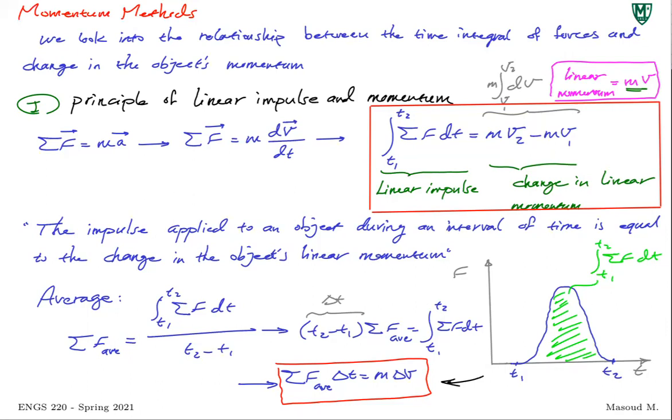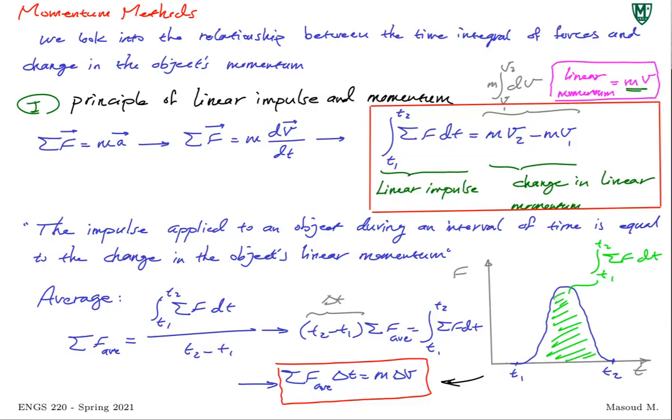Right? We started with the principle of linear impulse and momentum, going from Newton's second law. There's nothing new there. We started from Newton's second law, and we derived the expression for the principle of linear impulse and momentum. Basically, linear impulse is equal to change in linear momentum. Linear momentum being mv. And we went over a couple examples.